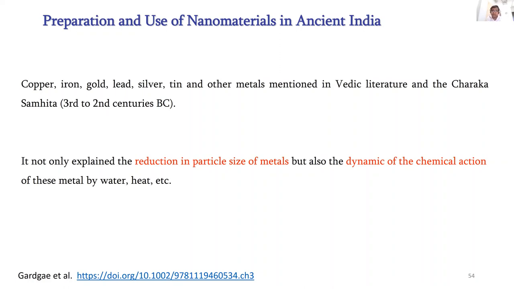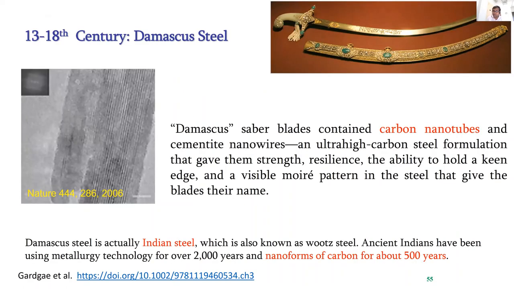This is another example, Damascus steel, which in a recent Nature paper they observed contains carbon nanotubes, and the strength of this blade is because of them. And then a recent study found that Damascus steel is actually an Indian steel made somewhere in South India, and it's called wootz steel. And there is literature where the use of nano forms of carbon was observed as early as the last 500 years.